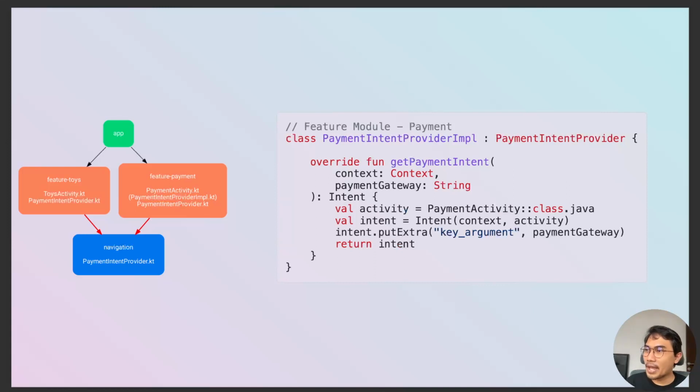That's right, the payment module will implement the PaymentIntentProvider. Why? Because the payment module has access to the payment activity. And the rest is straightforward. Just construct the intent by passing the payment activity as the second argument. The intent now can be consumed by the toys module.